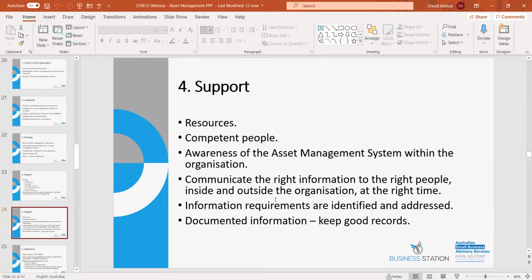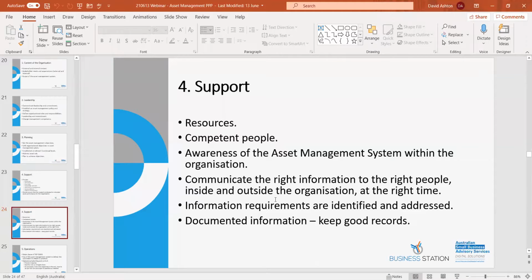So again, resources, you need to provide the resources. You need to have competent people that are well trained in the use of the assets and the asset management system. Create awareness across the organisation, communicate it across the organisation and to interested parties. The information requirements are identified and addressed.